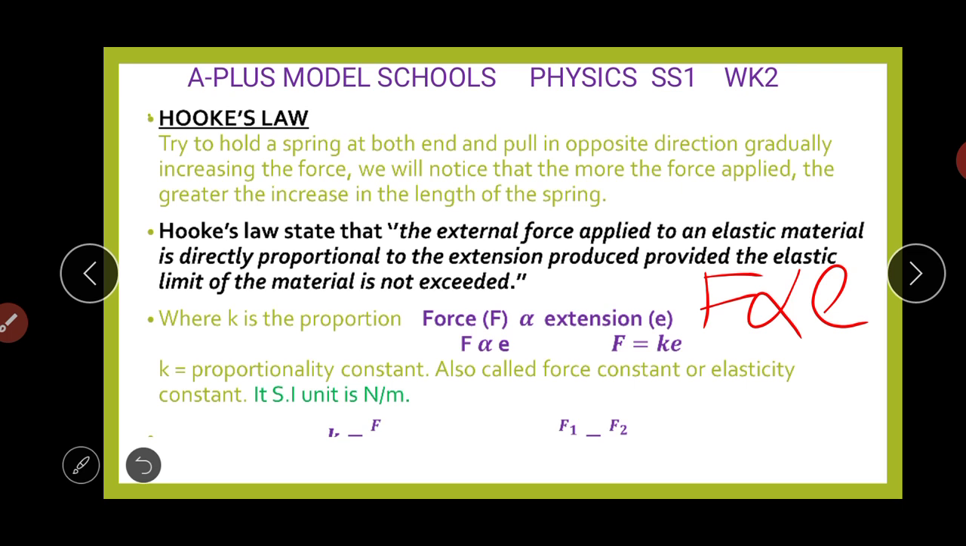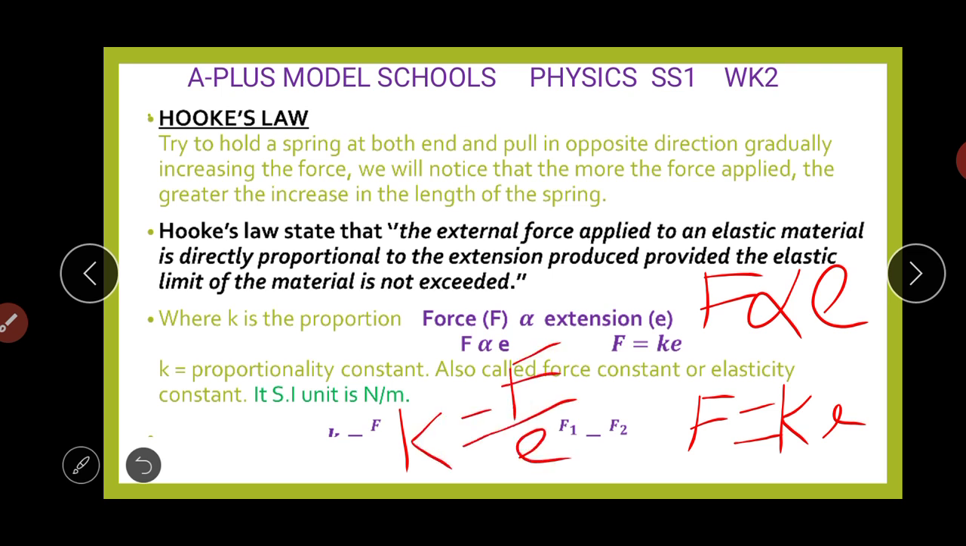So in that vein, it says force, when you apply it, equals Ke. Force equals Ke. So we can now say our K equals the force over the extension. According to that, I can say F1 over E1 equals, that's a constant, F2 over E2 equals F3 over E3, in that manner. That's exactly what Hooke's law says.